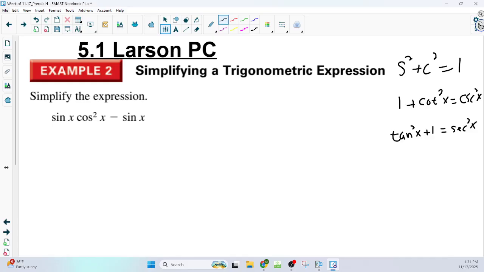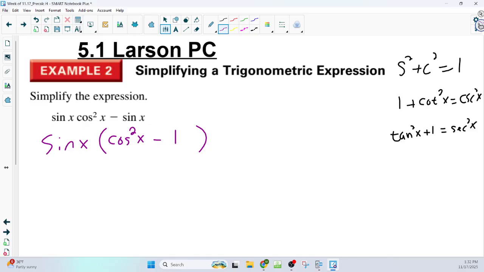The negative sine of x. Okay. They won't cancel the way that you might think, but we could factor it out if you like. It's an option. Let's try it out. Now, I will say that this morning we took it a different direction, and that was okay. This isn't a problem.